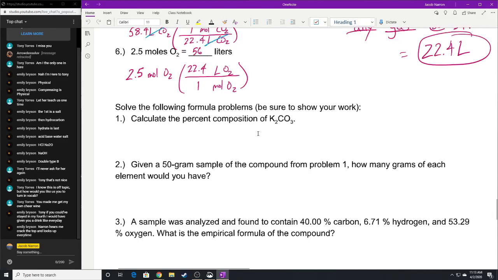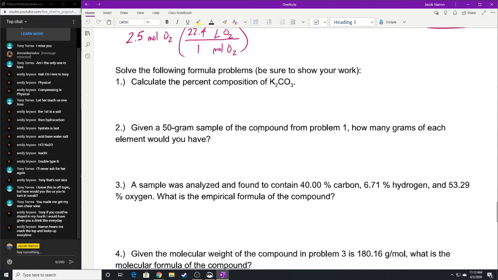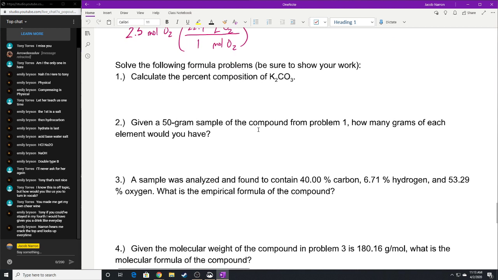Alright, we're almost done. Whew, hallelujah. Solve the following formula problems. Be sure to show your work. Oh, I will, because I always show my work. And I gotta say, guys, if you're that student that's just writing in random numbers with no units, or worse, you just write a final answer and think that's good enough, you're going to be really, really upset when you get a bad grade.